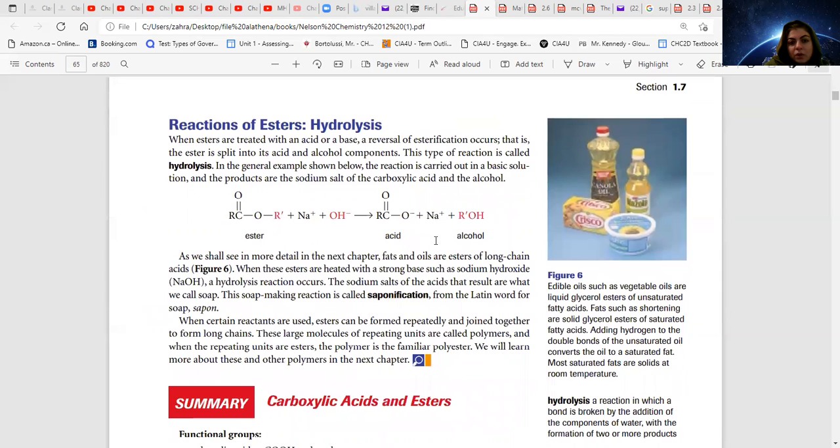Reaction of ester hydrolysis. So if you have ester and you have a base like NaOH, it will be in form of an ion, Na and OH ion. This R prime group will get out and attach itself to OH, forming alcohol. And this becomes like a negative ion, see? Negative ion, and here is Na positive. As we will share in more detail in the next chapter, just talking about this, the saponification, that's fine.